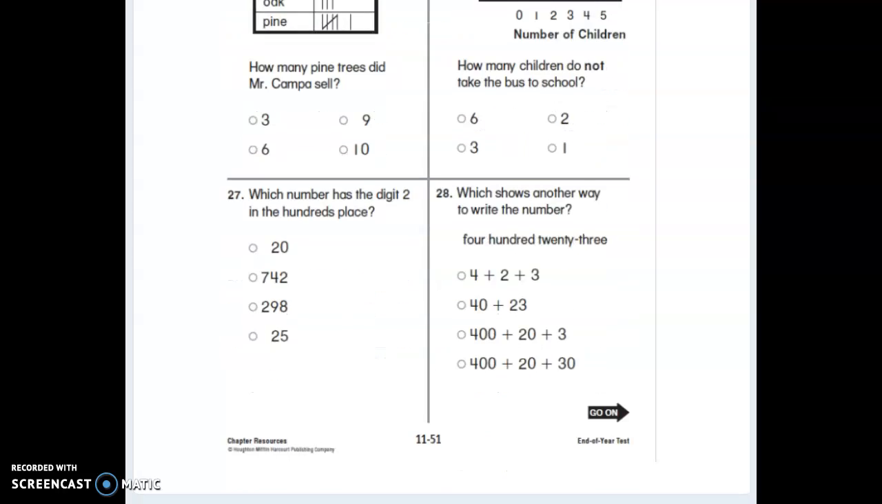(27) Which number has the digit 2 in the hundreds place? (28) Which shows another way to write the number?